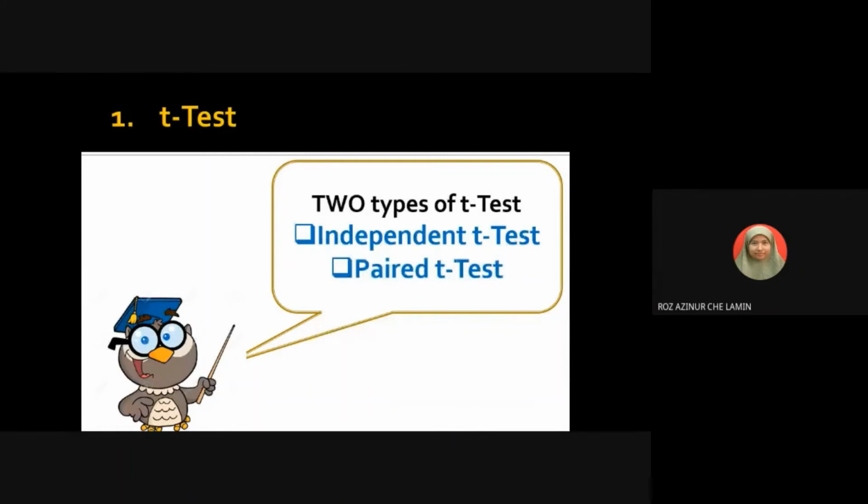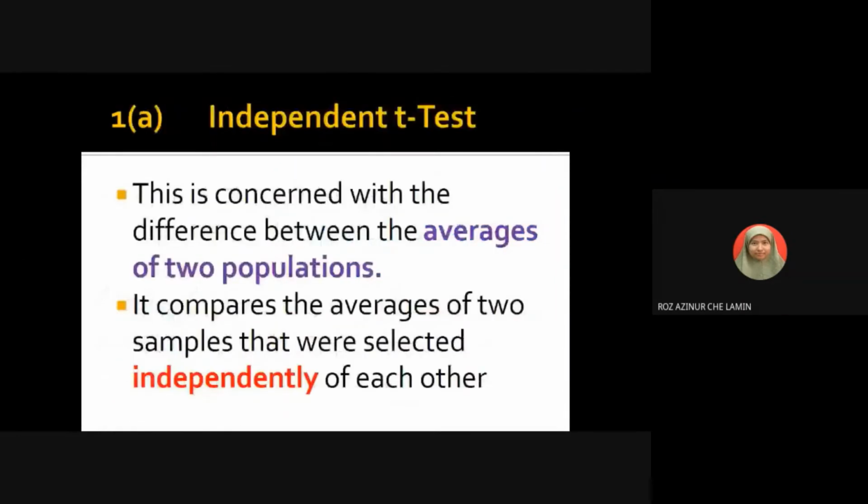Alright, there are two types of t-test. First is the independent t-test. Second is the paired t-test. Okay, the independent t-test is concerned with the differences between the average of two populations. It compares the average of two samples that are selected independently of each other.